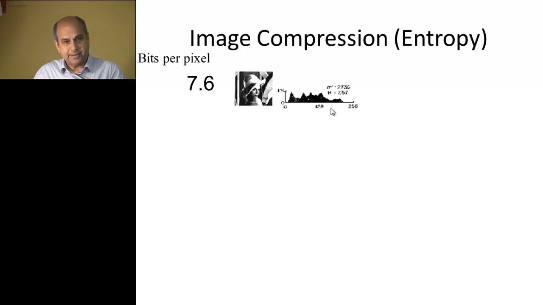Which means that as it is, if you want to compress, you will not be able to compress that much. The best you can compress this is 7.6 bits per pixel. The regular image is 8 bits per pixel, because you have 256 levels, so you need 8 bits. If you try to compress this as it is, you won't be able to do much, because we have all kinds of gray levels.